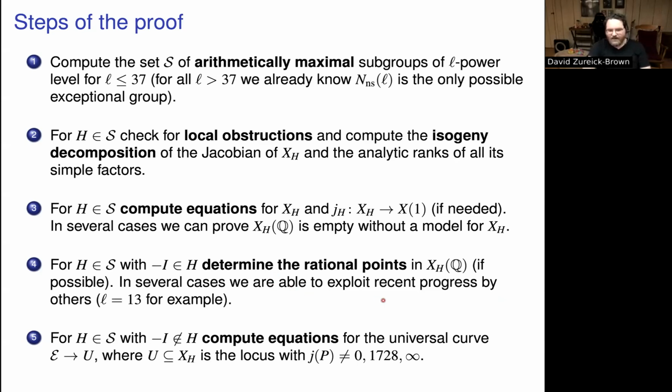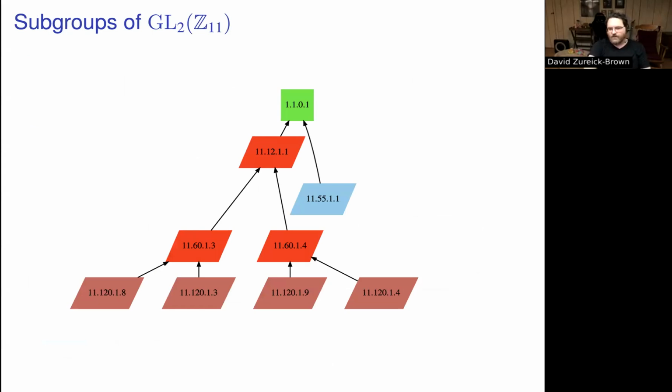And then one other kind of topper to this: all of this was for minus the identity in the group. That makes it stacky no matter what, but you work with the coarse space. If minus the identity is not in the group, you actually get a universal curve, and it's helpful to have equations for those universal curves in the same way that it is for X1(N). And so we have some techniques, which are a little bit orthogonal to the rest of the paper, for computing those equations.